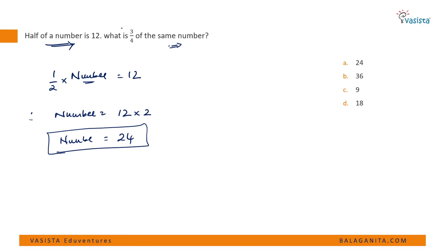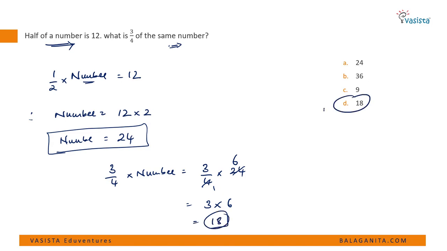Now what we need to find is 3/4 of the same number. So the number we know is 24. 3/4 of the number is nothing but 3/4 of 24. Now simplify it here: 4 6s are 24, right? Now 3 into 6, multiply it. 6 3s are 18. So 18 is the answer. Option D is the right one.